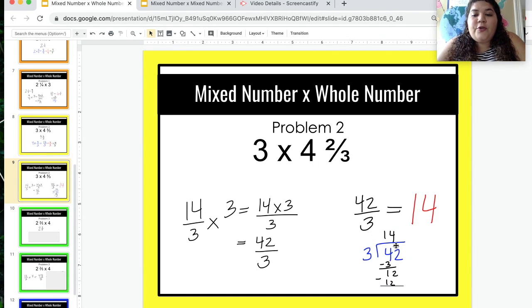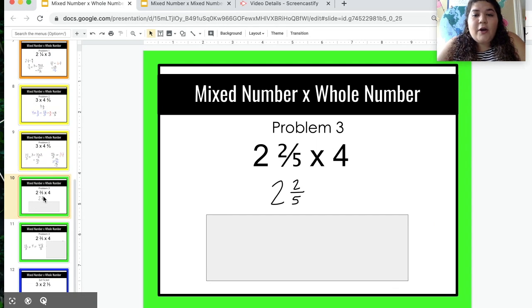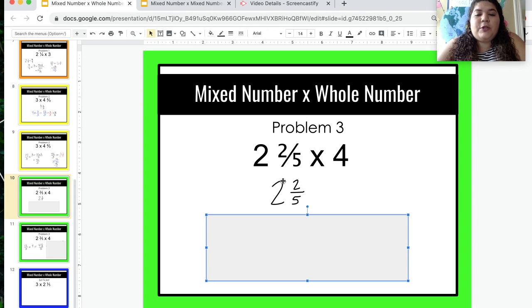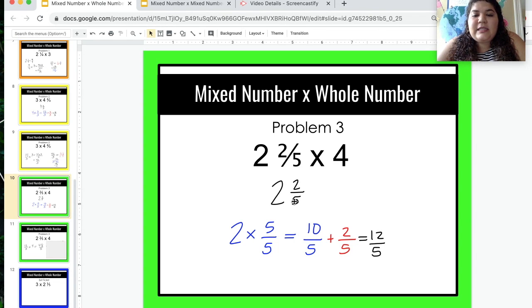So 42 over 3, the same as 42 divided by 3. When you divide 42 divided by 3, you're going to get 14. You'll notice there's no remainder, so this one is just 14. All right, last problem for today's lesson. This is problem 3, 2 and 2/5 times 4. So we need to make 2 and 2/5 into an improper fraction. I'm going to multiply 2 times 5/5 to see how many fifths this would be, which would give me 10/5. 10/5 plus 2/5 would give us 12/5.